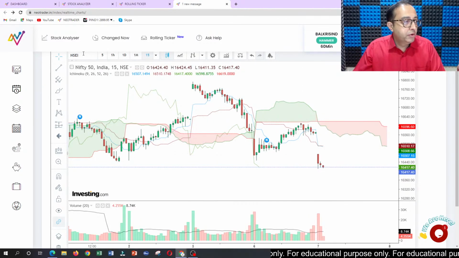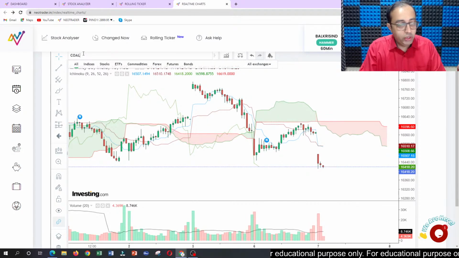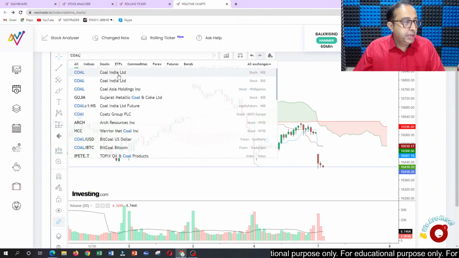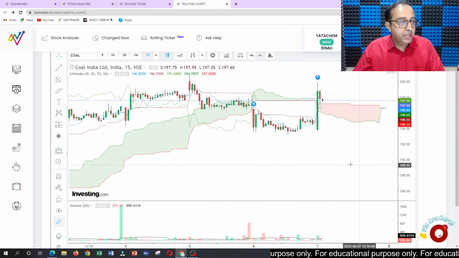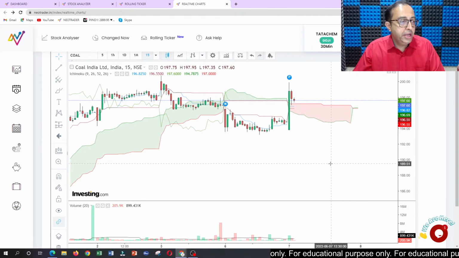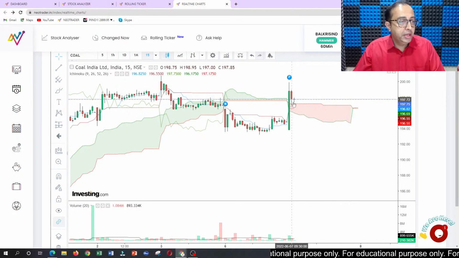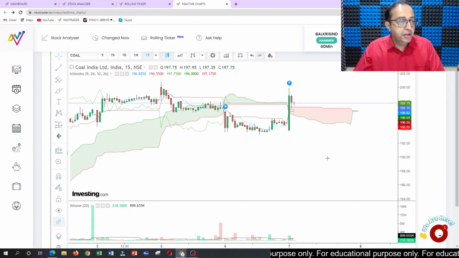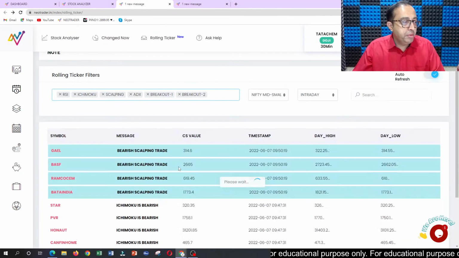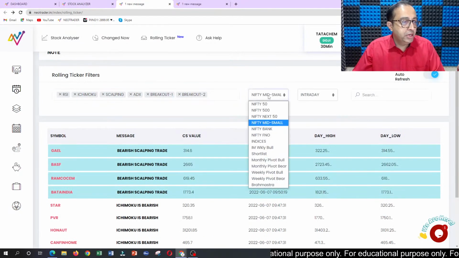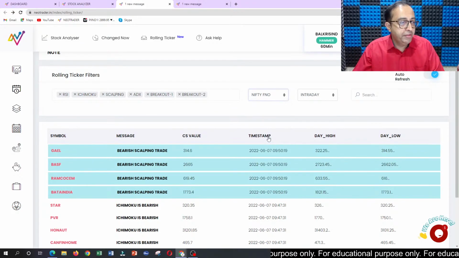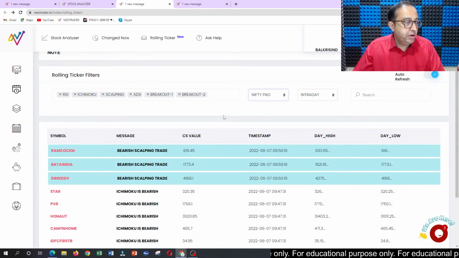Okay, so there is also Coal India, but yes, Coal India has given a thrust up. Let's see what happens in another few minutes. So the best way is find out from here which kind of setup. So mid small, again I'll go back to the Nifty FNO. Let's try and find out.